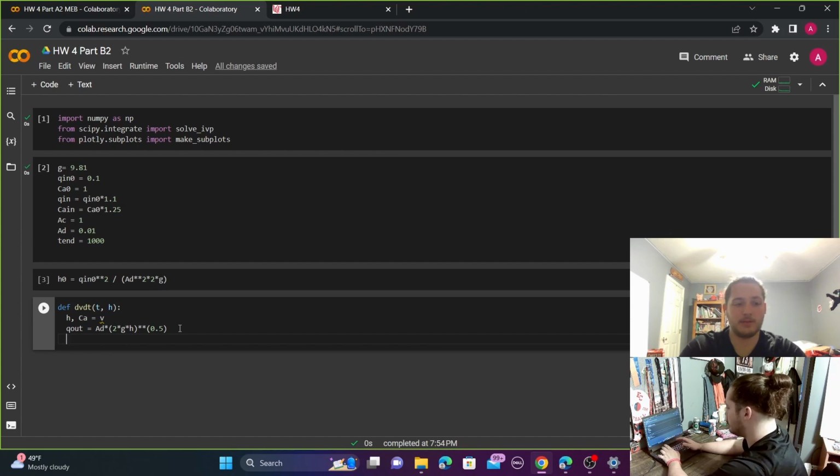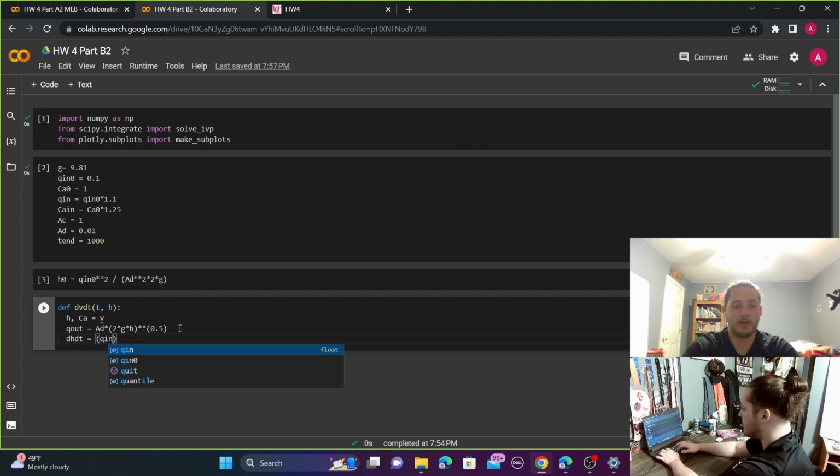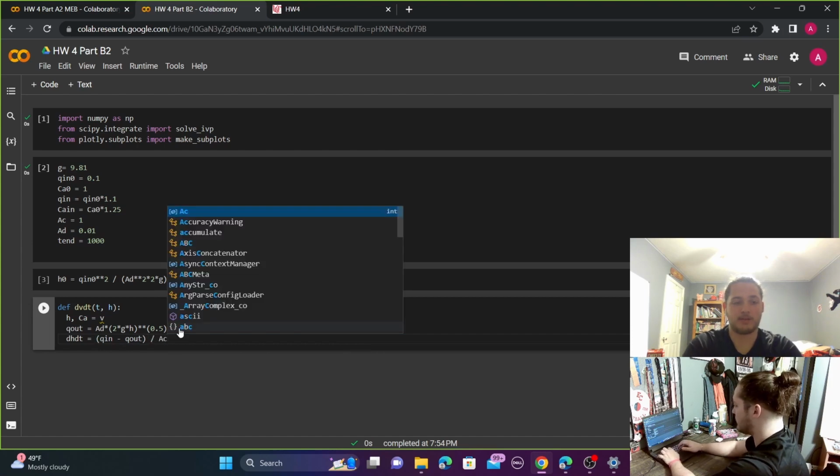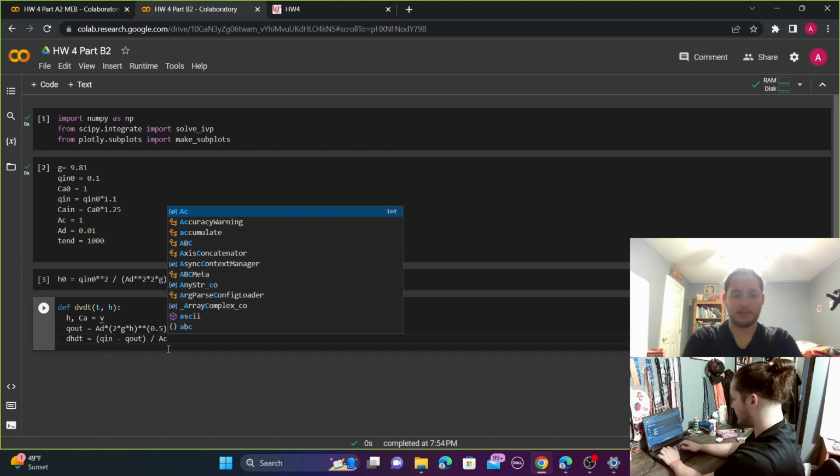Next, we are going to input our differential for the height with respect to time, and we can set this equal to the Q in minus Q out, and then that is going to be divided by the cross-sectional area, and that was also previously derived in the previous parts.